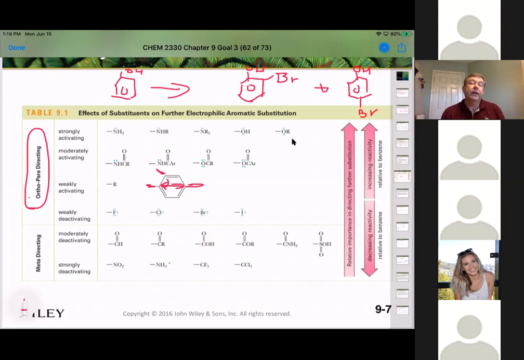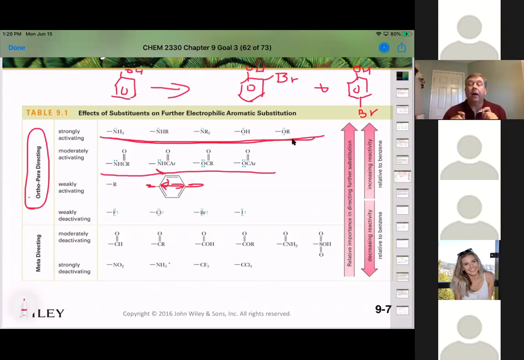So if the group is already on the benzene ring and it seems to have a lone pair on it, that's going to be an ortho-para director. Notice that right here, these are strongly activating. All of these in the strongly activating group have at least one lone pair on the atom directly attached to the benzene ring. That is the feature of a strongly activating ortho-para director. Okay. Notice the next set of moderate activators here. They all have an atom with a lone pair on it.